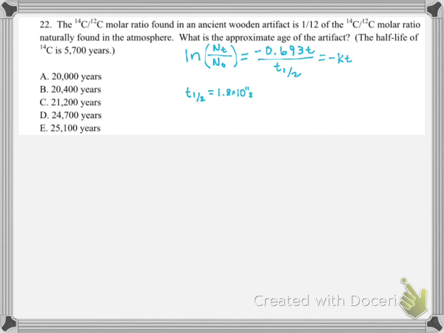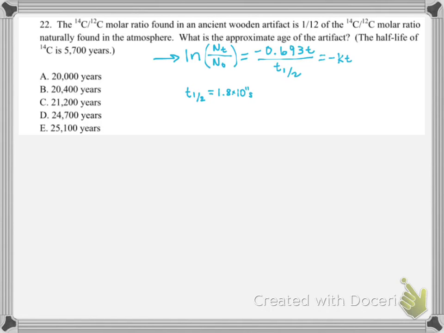Okay, so we know that when we're working with radioactive decay, we are always going to use first order kinetics. And the equations that I've written here are just a combination of those equations. I've also gone ahead and converted the half-life into seconds, because generally with kinetics we're going to work in terms of seconds.